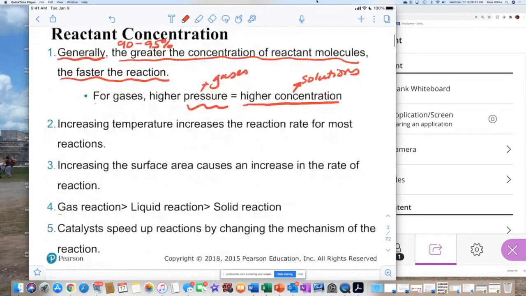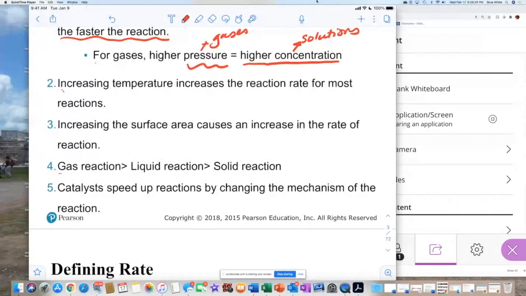They're able to move around and meet with the reacting molecule to make the reaction go faster, versus solid molecules, which are sedentary, bound in place due to the strong intermolecular forces. Increasing temperature increases the reaction rate for most reactions. So in this case, if you increase the temperature, the molecules are going to move around faster. They can get up and move around and find their reaction partner, so the rate goes up to react faster.